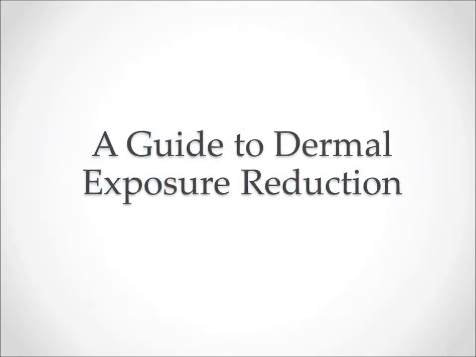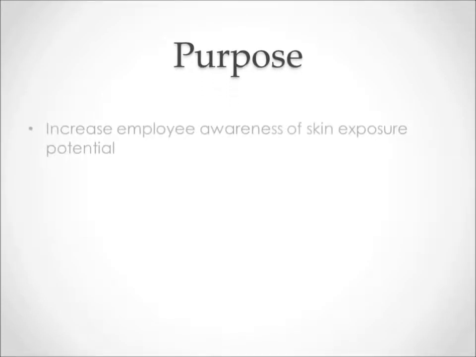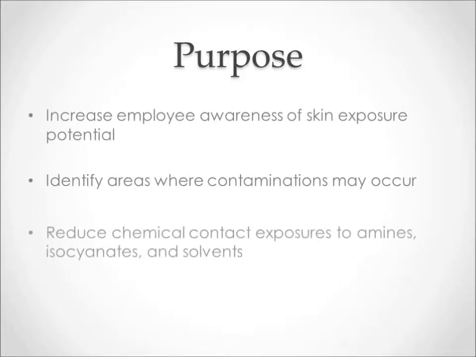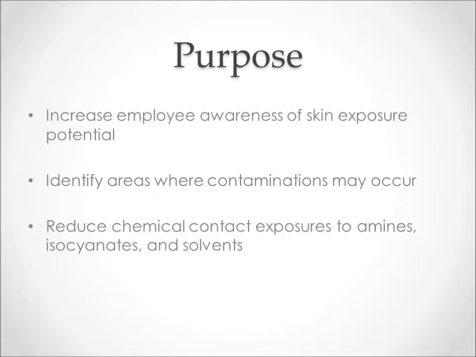The goal of this video is to educate workers about the skin exposure potential to chemicals such as amines and isocyanates, which are commonly used in the manufacturing of polyurethane products. Being able to identify areas where contaminations may occur is critical to reducing dermal exposures to these chemicals.